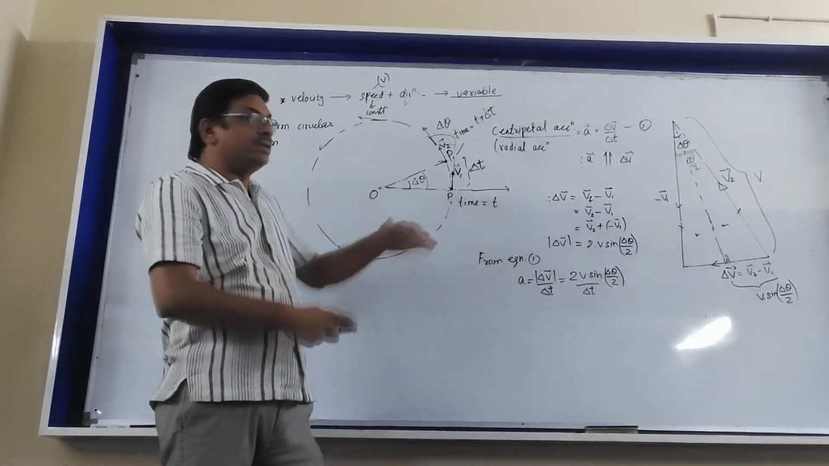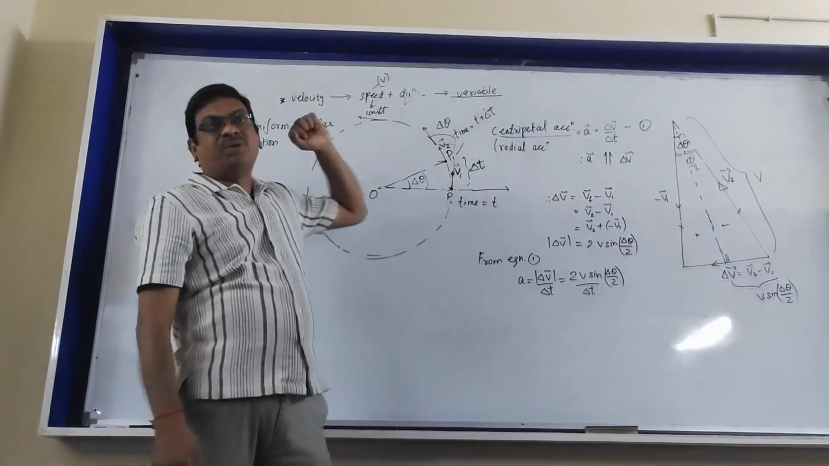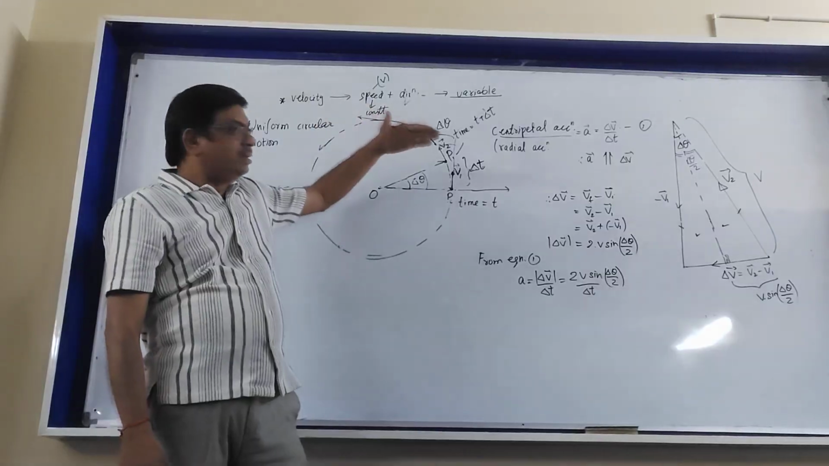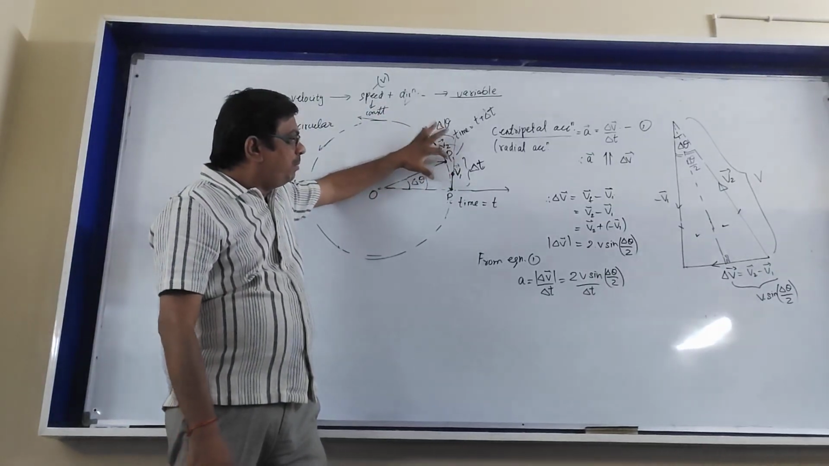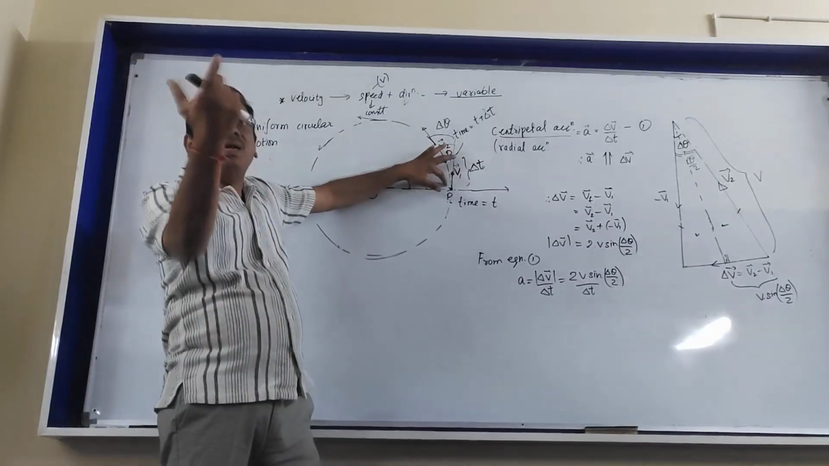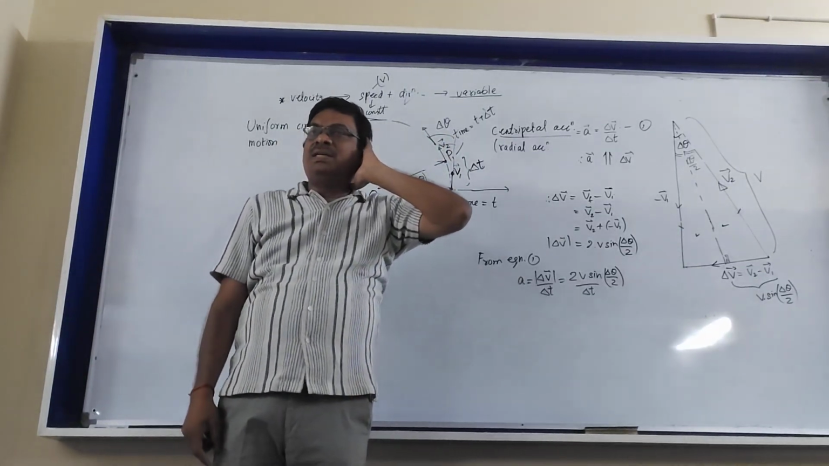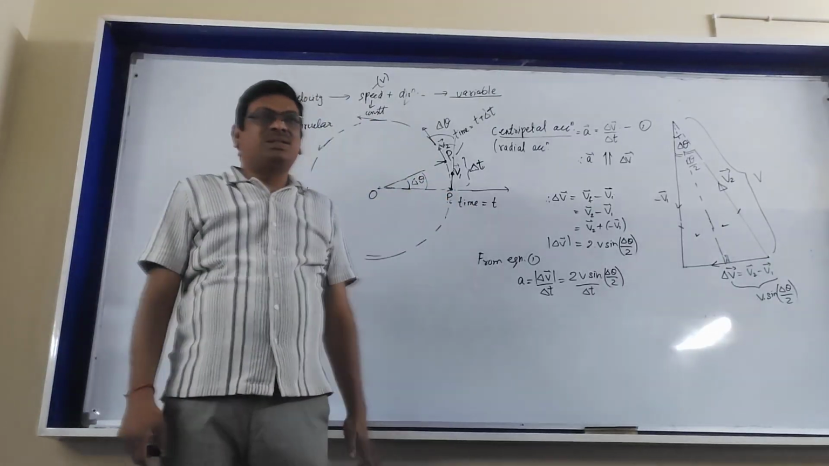Because the more time you allow, the farther P1 will be from P naught. Do you agree? If you allow less time, P1 will be hardly away from P naught. So delta theta will be small, delta t will be small. Do you agree? All of you are convinced?